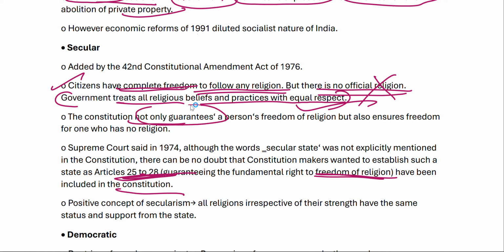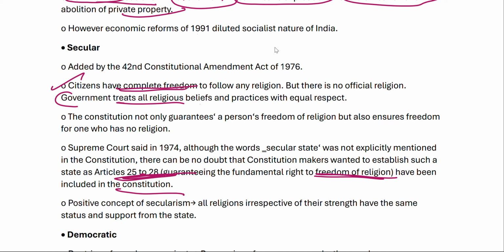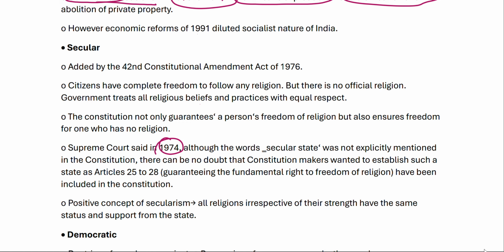The Constitution not only guarantees a person's freedom of religion but also ensures freedom for one who has no religion. Freedom of a person with religion plus freedom of the person who has no religion. The Supreme Court held this in 1974.